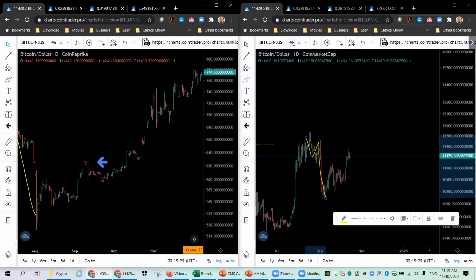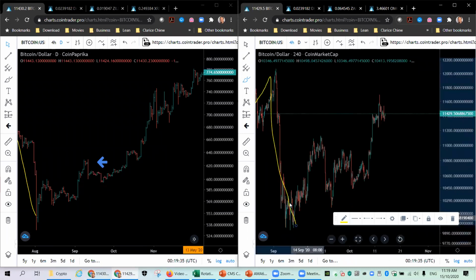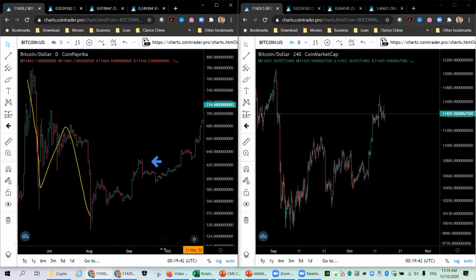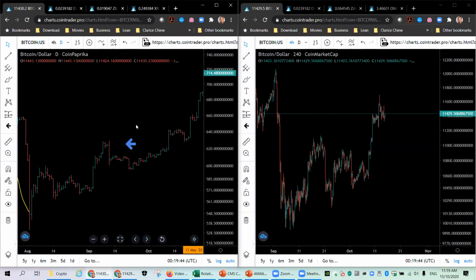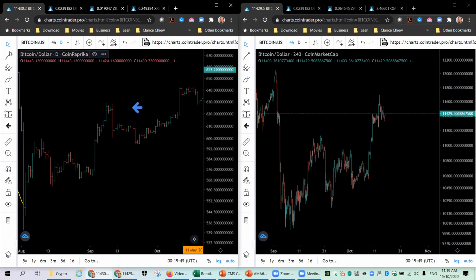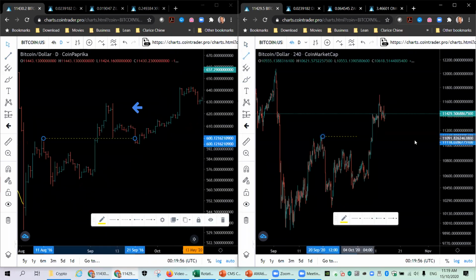So if we were to zoom in on the 4-hourly chart, this is where we think we are. Okay, just delete that and just zoom in over here. So yeah, that's where we are. So I do think that we have a correction back into this level, right? So we have a correction potentially coming back down to this level for Bitcoin to hold at 11,000.